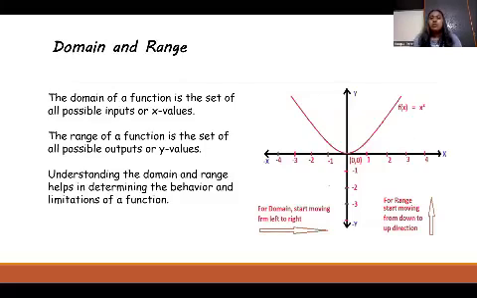Range and domain. The domain of a function is the set of all possible inputs or x values. The range of a function is the set of all possible outputs or y values. Understanding the domain and range helps in determining the behavior and the limitations of a function. For domain, start moving from left to right. For range, start moving from down to the upper direction.